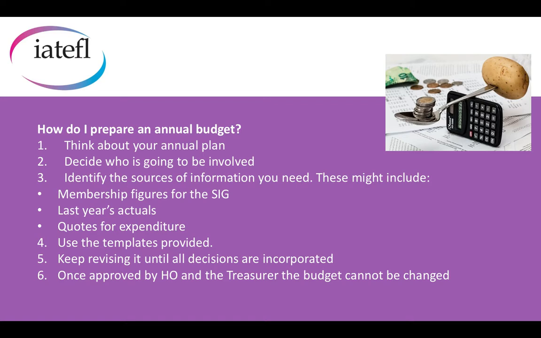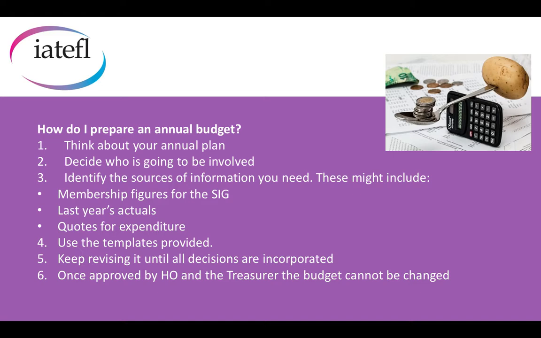Keep revising your budget until all of the decisions have been incorporated, and that's where it's good to communicate with other people within your committee. And then send it on to head office for approval. We may come back with some questions. We may ask you for a little bit further information. We may identify something that you've perhaps forgotten or might not have given some thought to. So there may be a little bit of toing and froing, but eventually it will go to the treasurer and it will be approved. At this stage, that budget can no longer be revised.